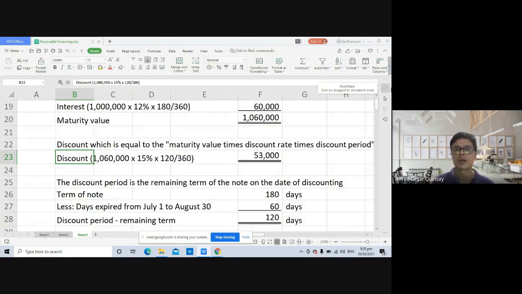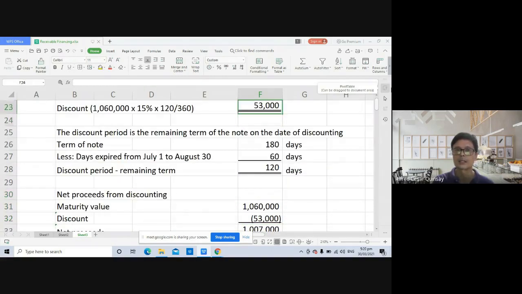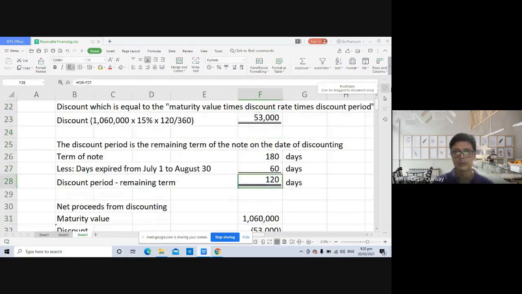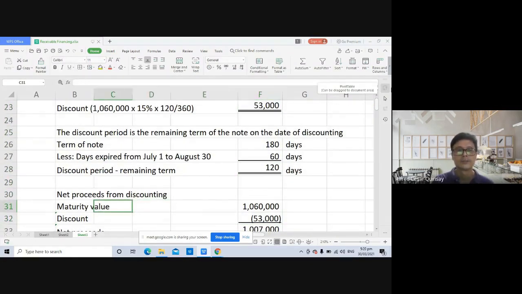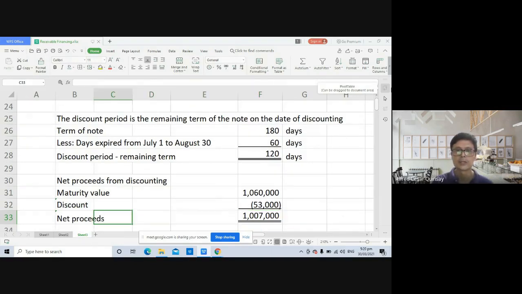So times 120 over 360 days. So lumalabas yung 53,000. So ito ngayon yung ibabawas. Okay, kaya discounted, no? Ayan. So yung maturity value is 1,060,000. Okay, so less yung discount. Nakuha natin doon 53,000. So lumalabas yung net proceeds. Ito yung mapupunta doon sa endorser, o yung original payee. Okay, which is 1,007,000.